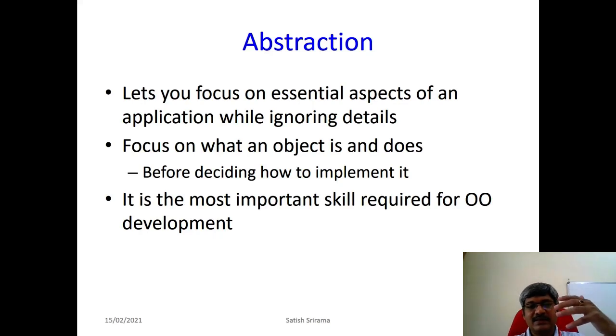So abstraction is actually a thought process. It is the most important skill required for object-oriented development. You should be able to think about all the objects lying there in an abstract way before you start thinking about how you actually implement them. This is the essential part of object-oriented development.